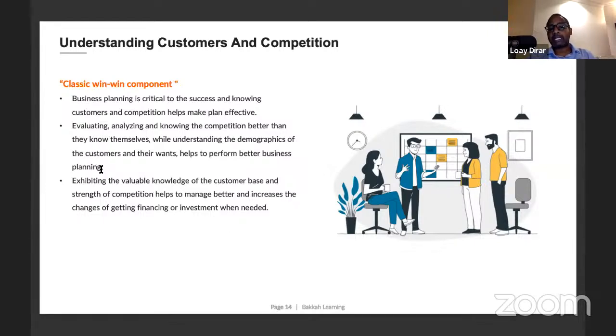And a business plan can help you to evaluate, analyze, and know the competition better than they know themselves. So it's better not to undermine the competitor in the market. The more you get to know and assess the competitor, his weaknesses and his strengths, the more it's going to help you come up with a highly competitive product or service. And finally, exhibiting valuable knowledge of the customer base and strengths of competition helps to manage better and increases the chances of getting financing or investment when needed.